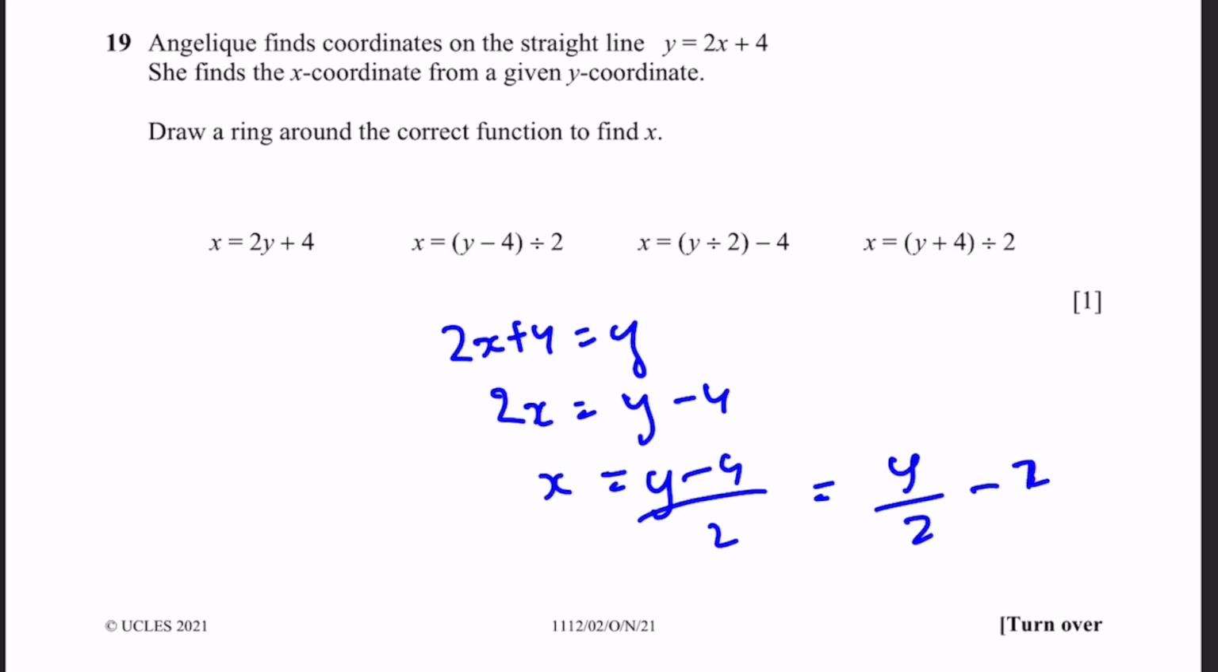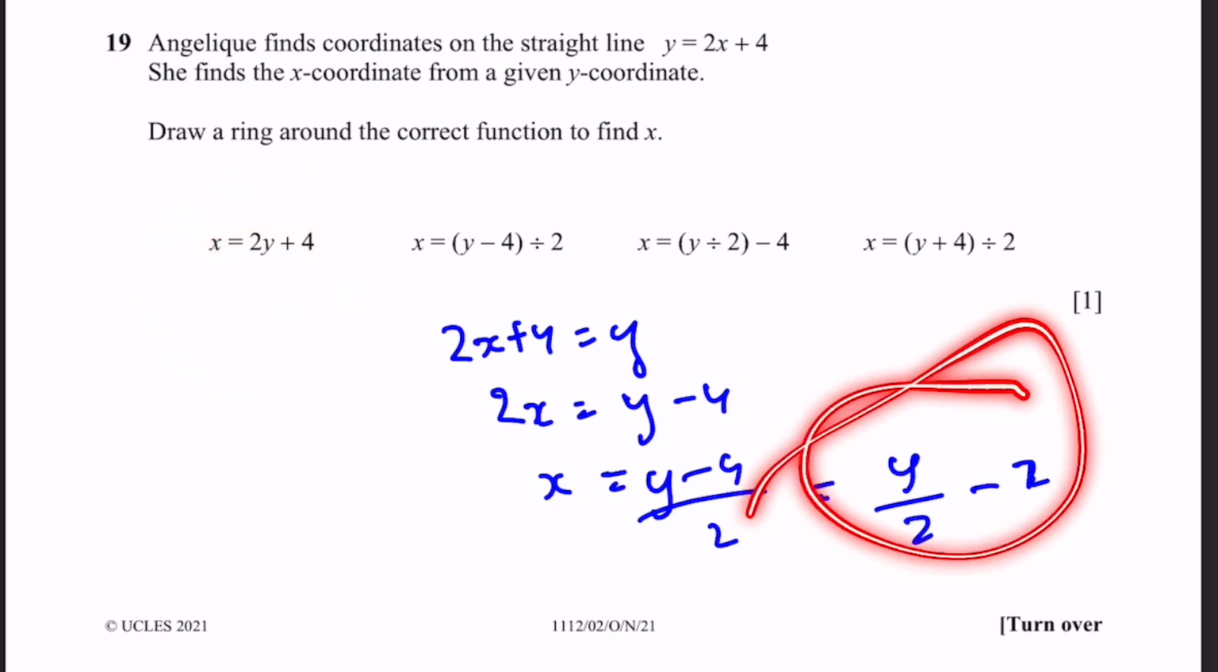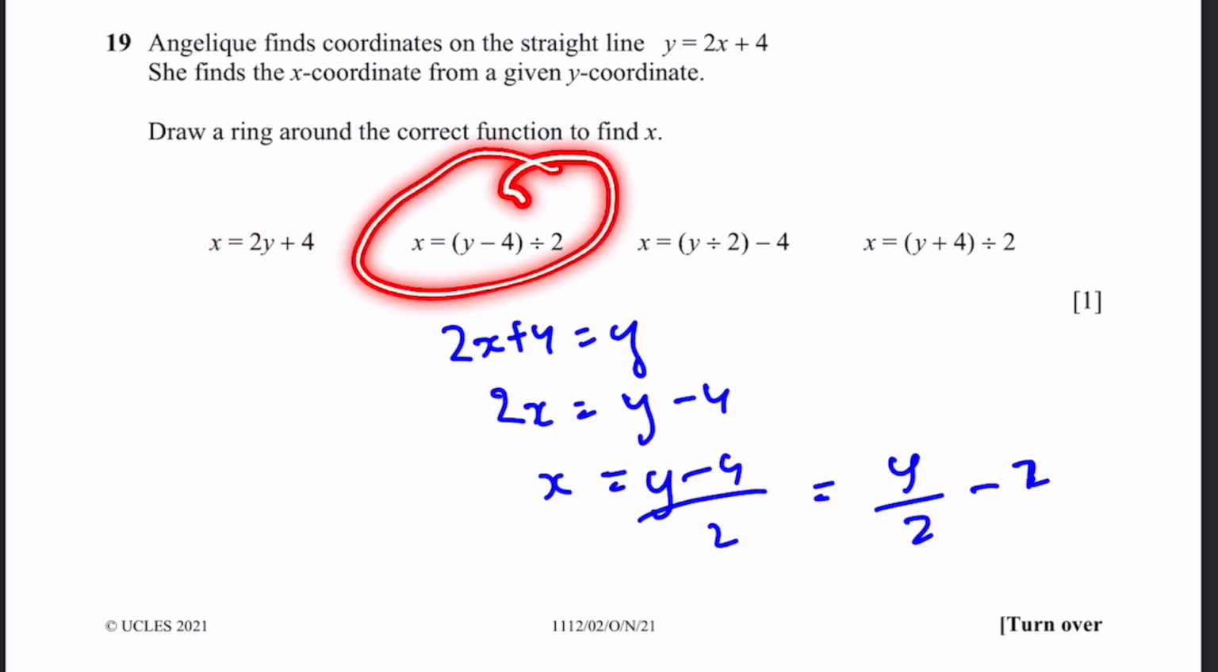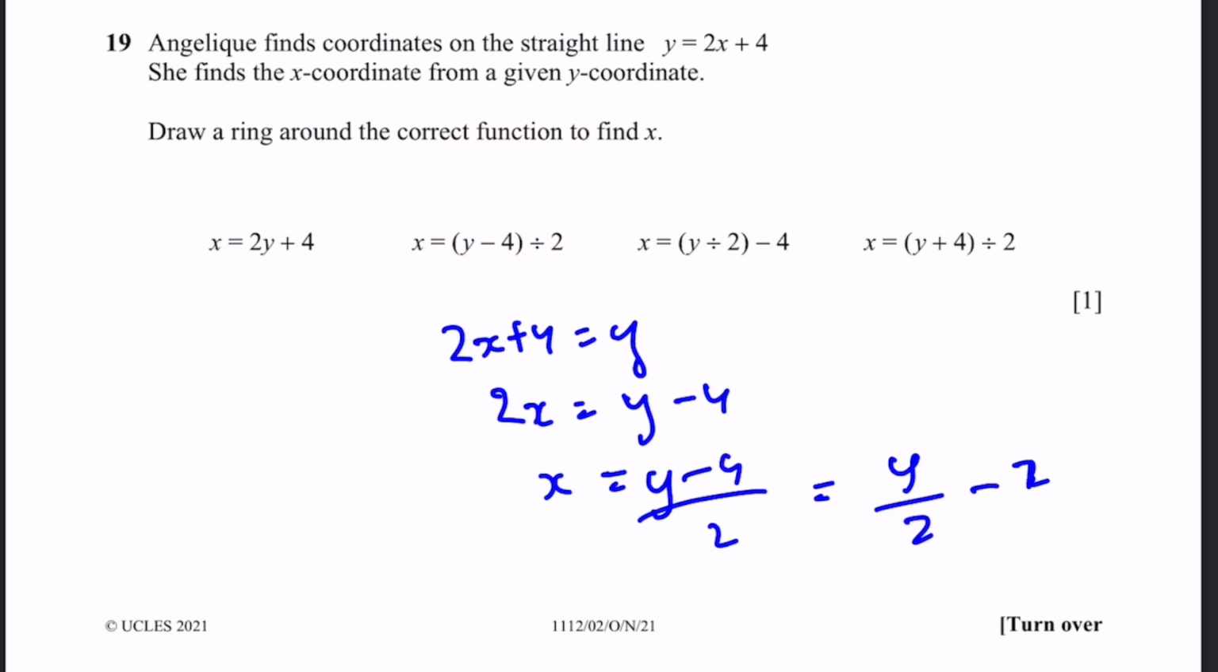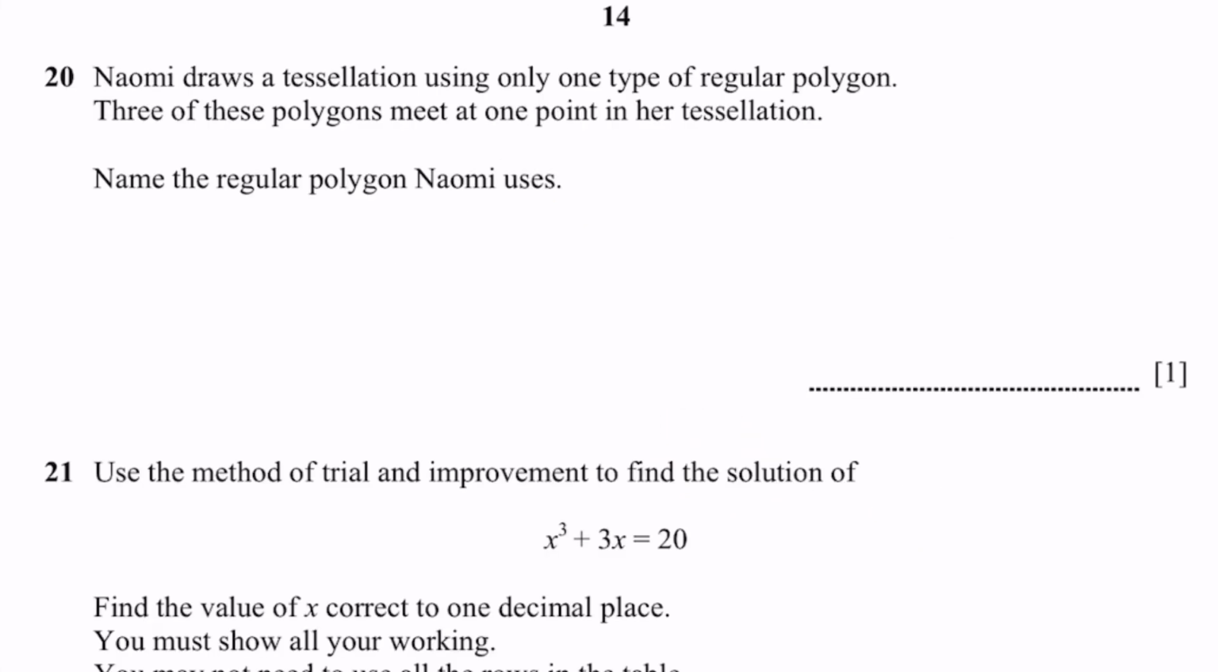So let's see if this is there anywhere. This is obviously wrong. It's not equal to this. But x equals (y minus 4) divided by 2 is right here. So this is actually the answer. So you'll draw a ring around this. This one is y divided by 2 minus 4. That's wrong. And then this is (y plus 4) divided by 2. No, it's minus 4.